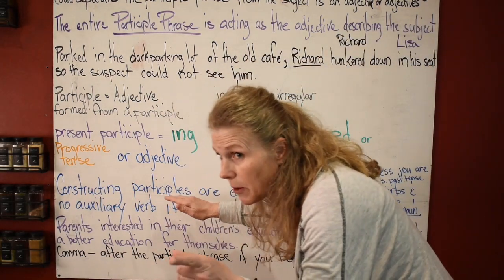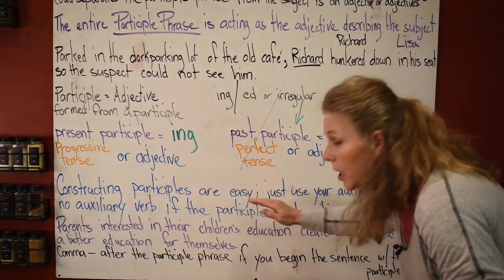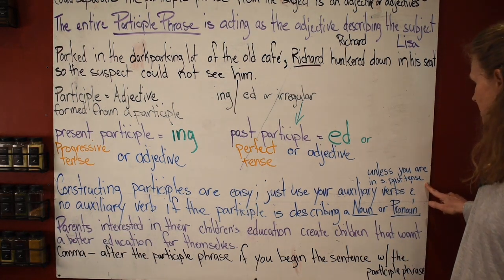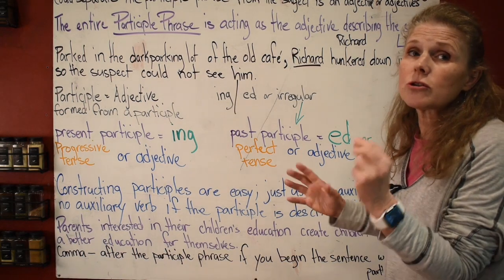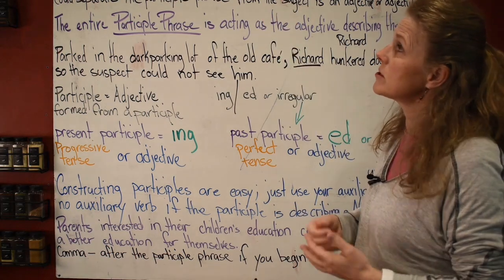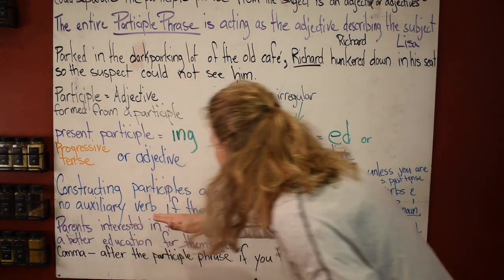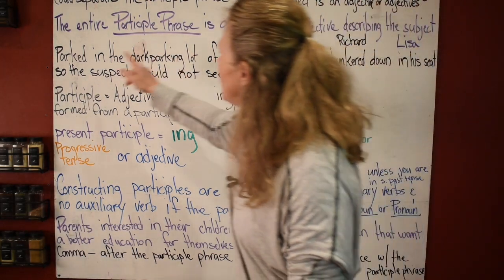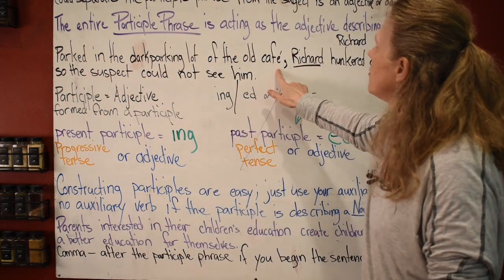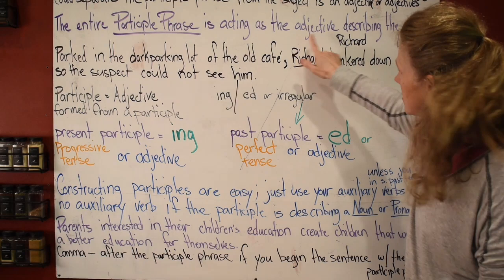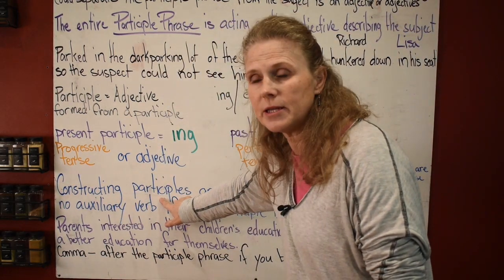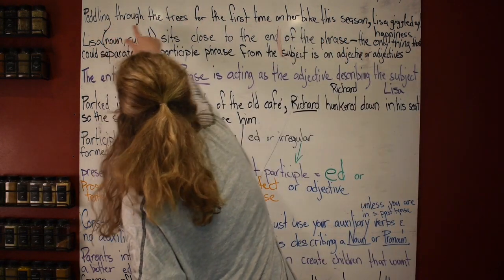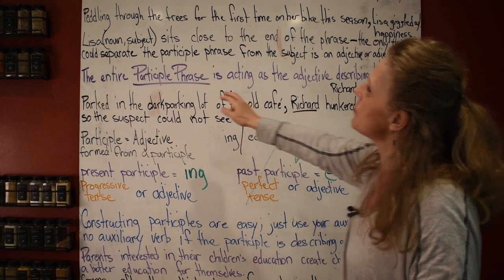So constructing participles, Paul, you can notice this. Constructing participles are easy. Just use your auxiliary verbs, but unless you're in the simple past tense, that can be a little bit trickier. EDs are trickier, but INGs are the ones mostly used for our participle phrases. But no auxiliary verbs if the participle is describing a noun or a pronoun. Is this entire participle phrase describing a noun or a pronoun? It is. Is this participle describing this noun? Yeah, it is. So we know that this is an adjective.